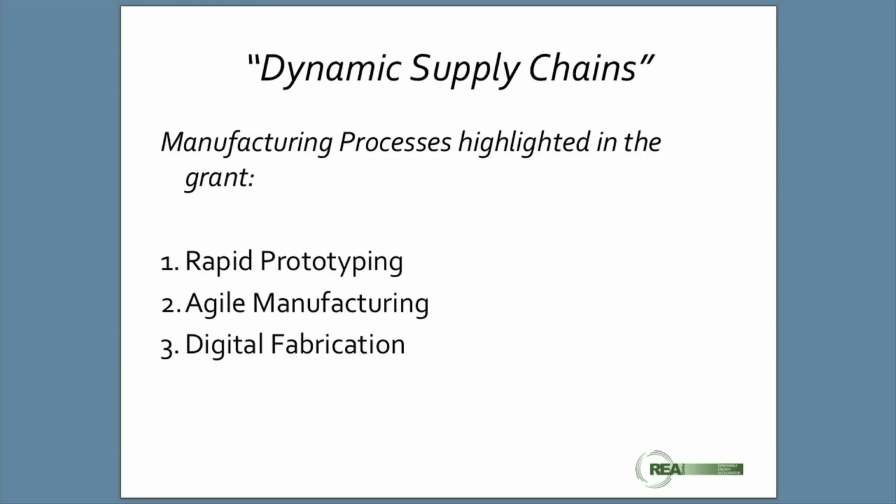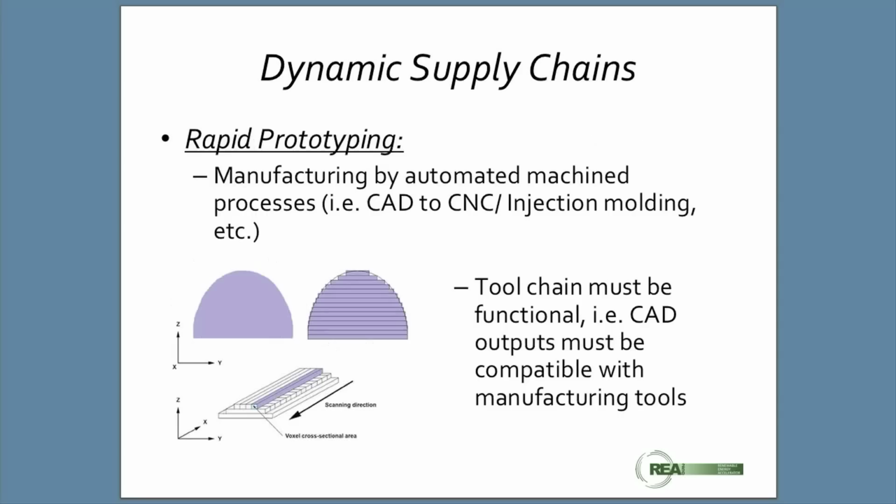With these definitions, we can now look at the three manufacturing processes that are the focus of this grant. The first method is rapid prototyping. It employs automated machined processes. A computer-aided design is then translated into a machine tool that builds a 3D product. Examples include CNC machines and injection molding setups.